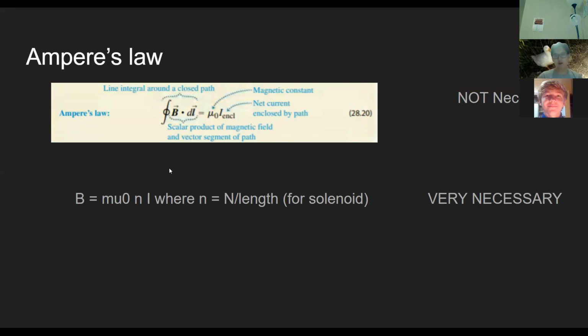Okay, and there's actually one more derivation for Ampere's law, for cylinders, but I'm not going to cover it here because it's probably not going to be tested. So, sorry. Okay.